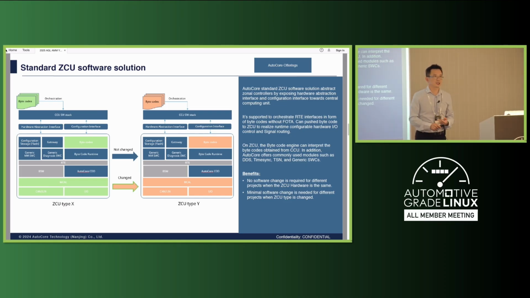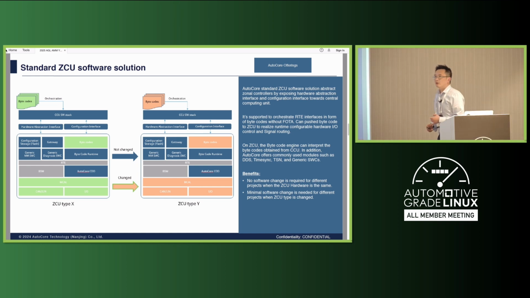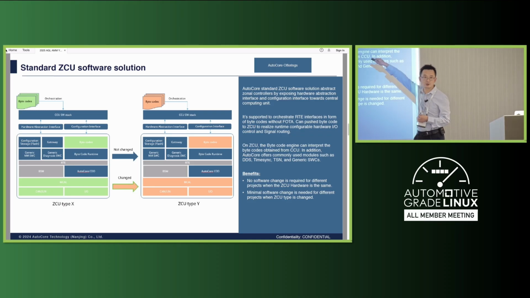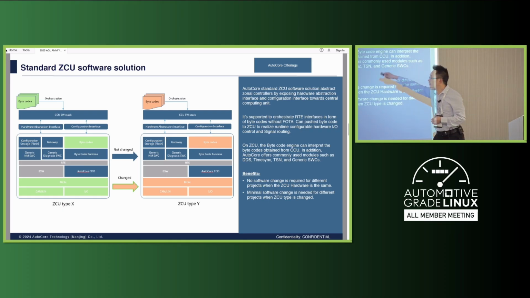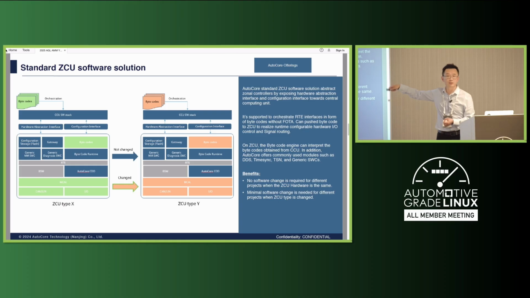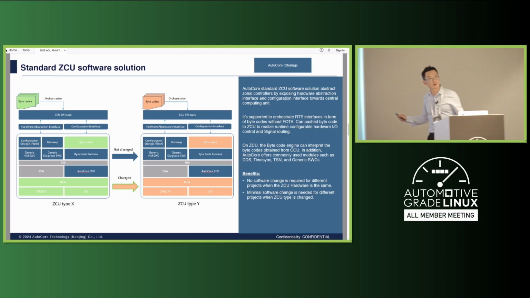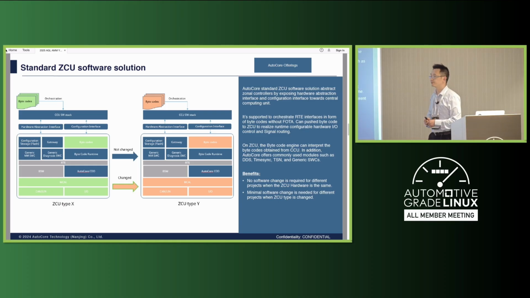You do not need to change the zonal controller AutoCore classic stack, but you can redefine it by sending the bytecode from the central computer. And if your I/O doesn't change from the zonal controller, you will have a brand new zonal controller without modification of the hardware or MCU.